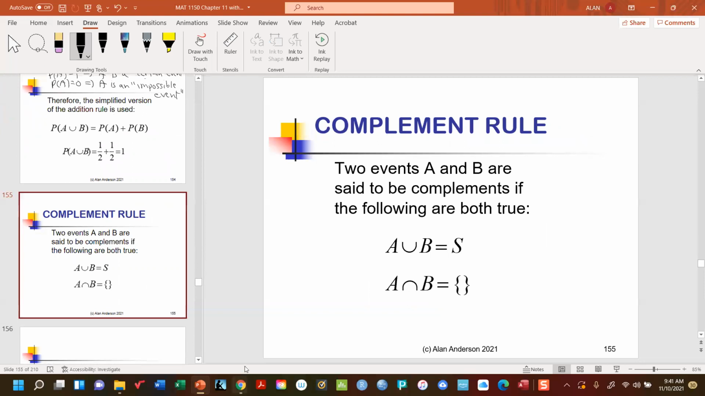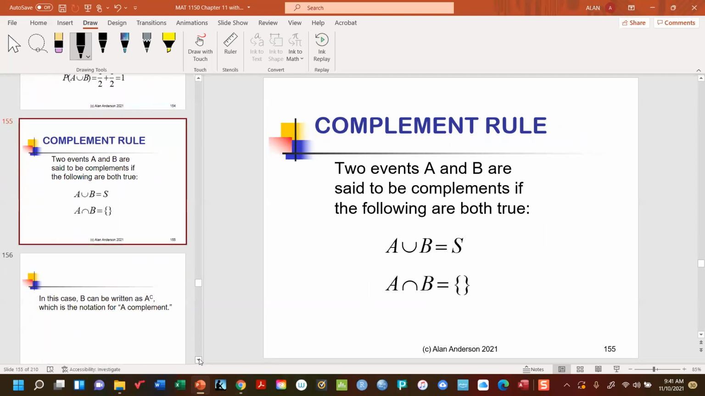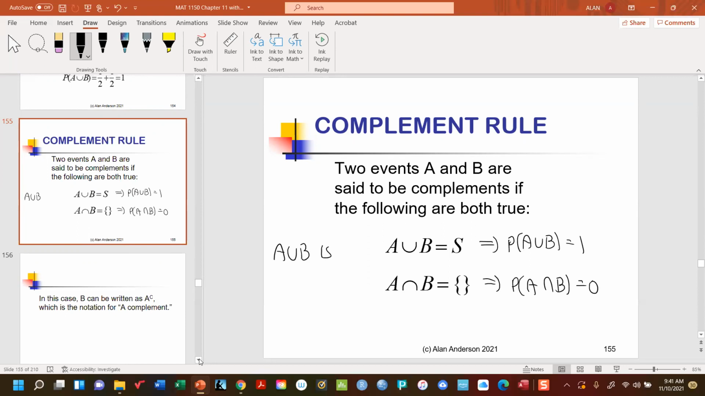Two things must be true for A and B to be complements. First of all, their union must equal the entire sample space and their intersection must be empty. And this implies that the probability of the union is 1 and that the probability of their intersection is 0, which in turn means that A union B is a certain event and that A intersect B is an impossible event.